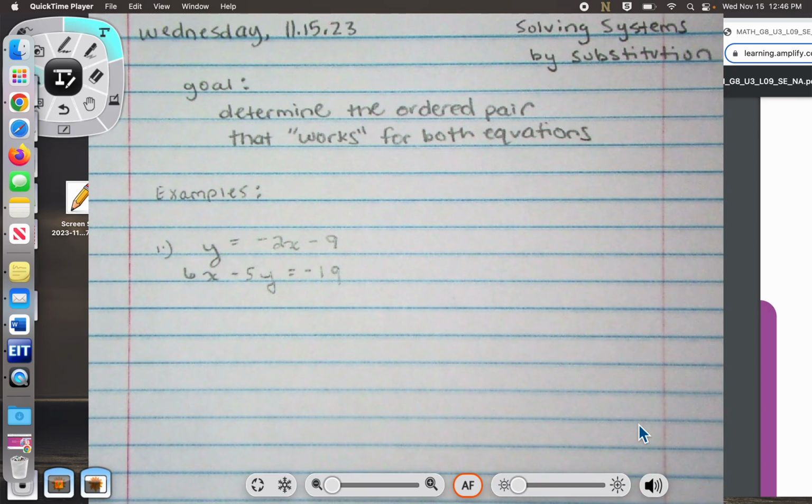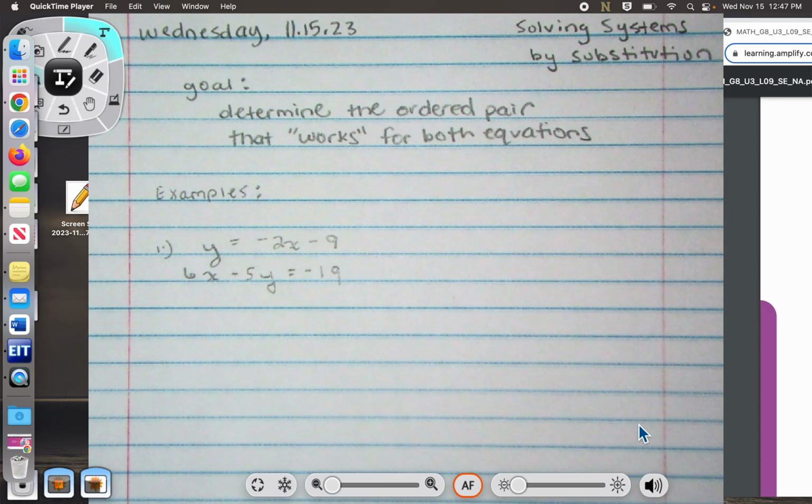So we have these two equations. y equals negative 2x minus 9. 6x minus 5y equals negative 19. The first thing we want to do is look at these two equations and decide, are either of them already having a variable isolated? Do either of these equations have a variable that's already by itself? Which one? Stella? y equals negative 2x minus 9.